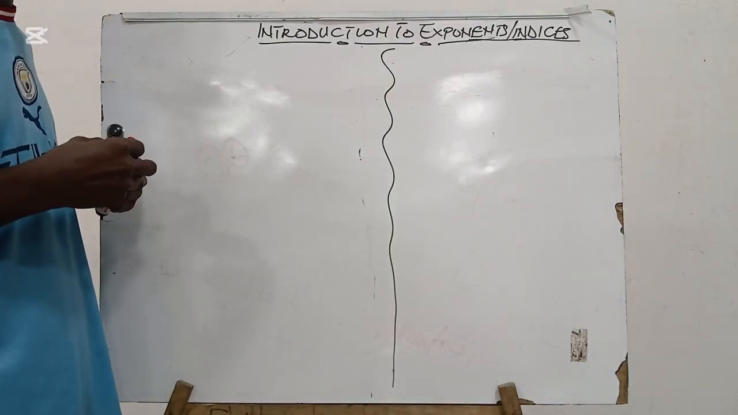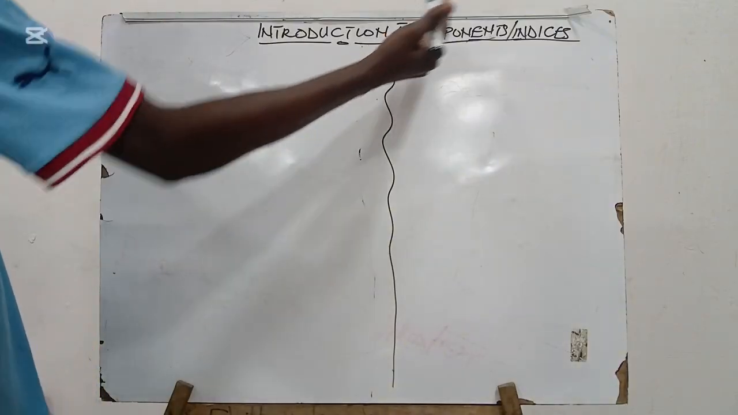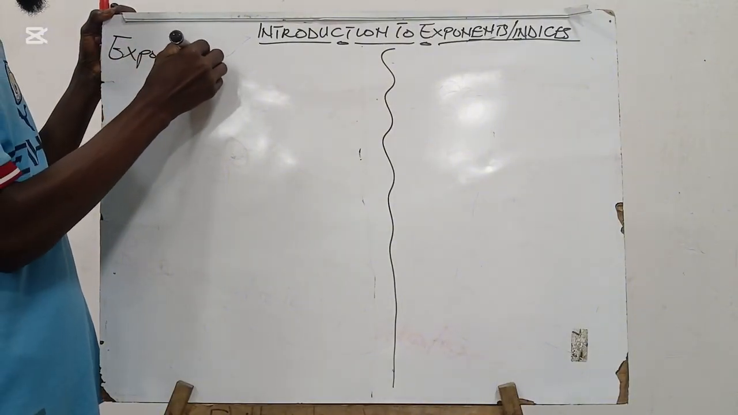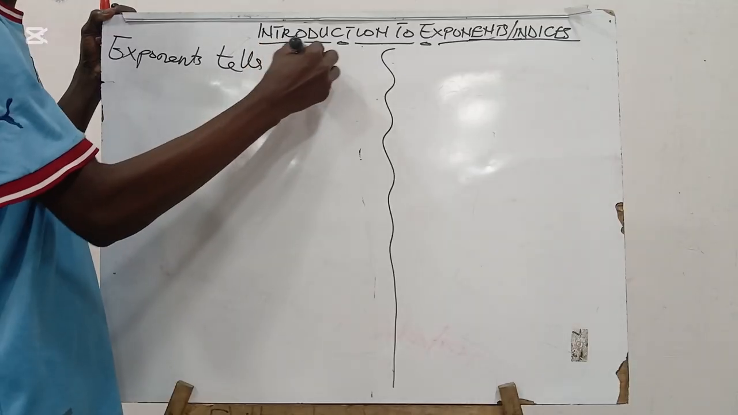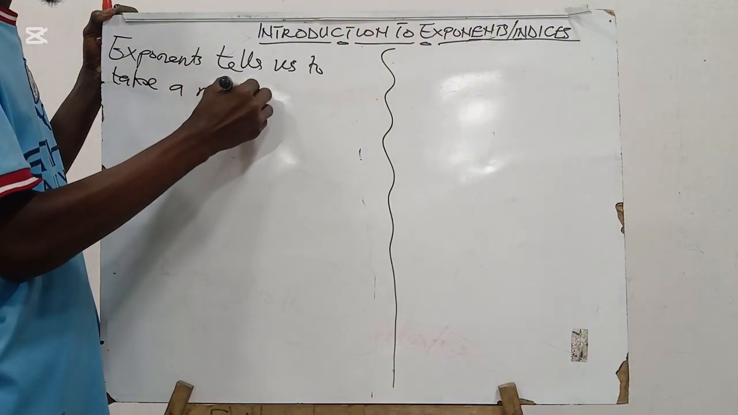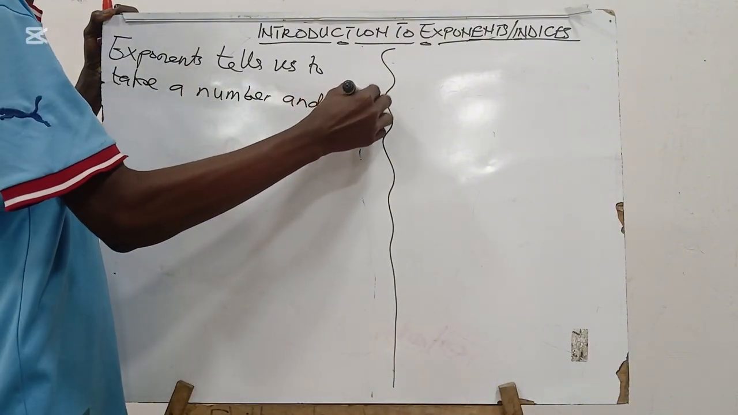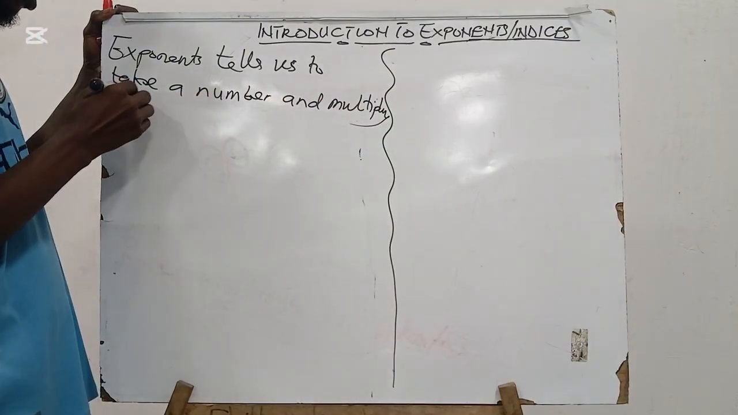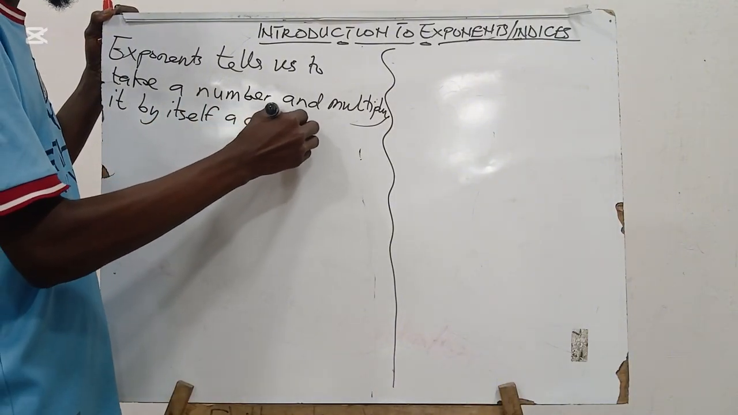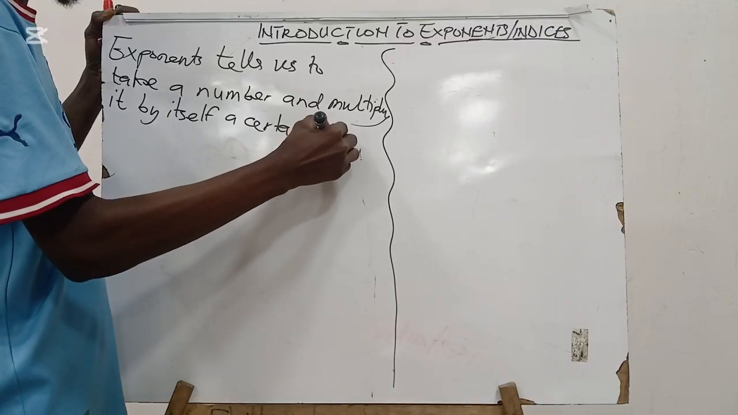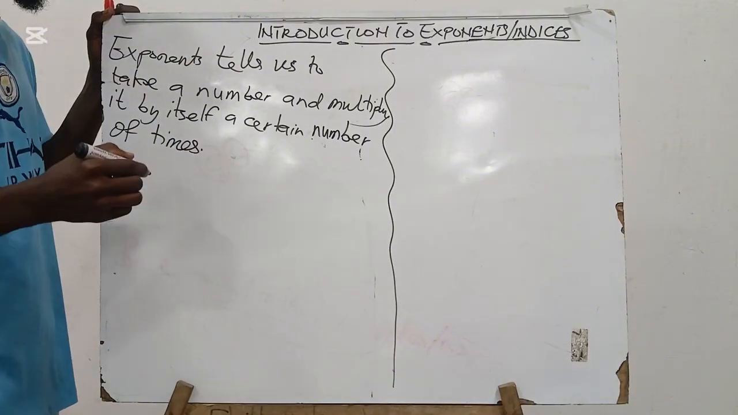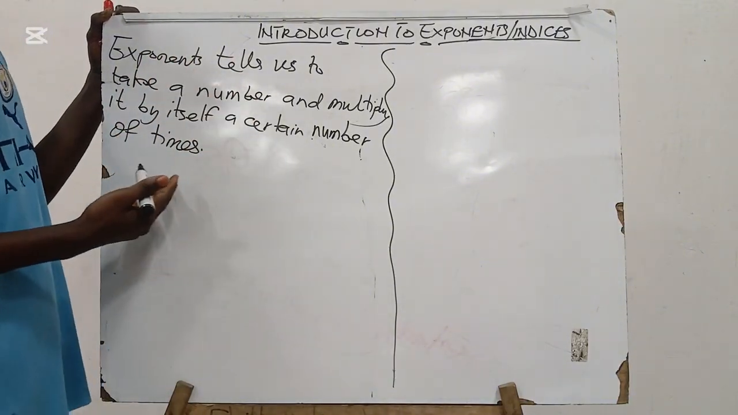Today we are going to look at introduction to exponents or indices. So when you hear exponents or indices, it basically tells us to take a number and multiply it by itself a certain number of times. Are you okay?